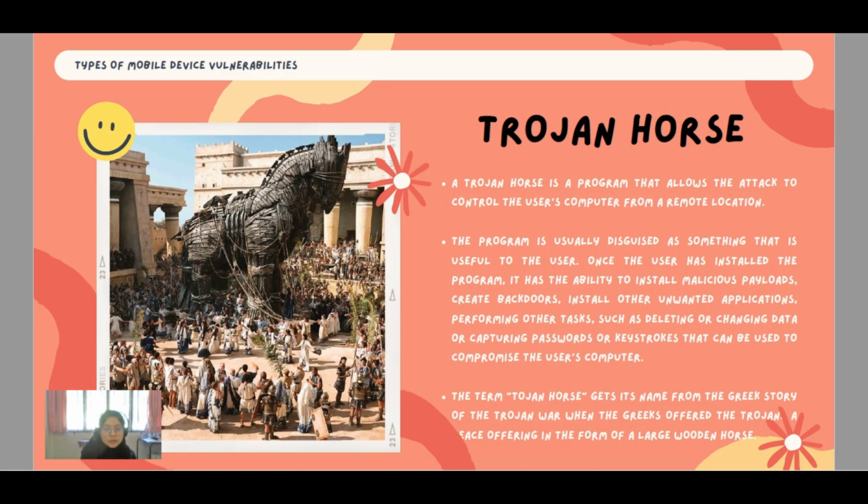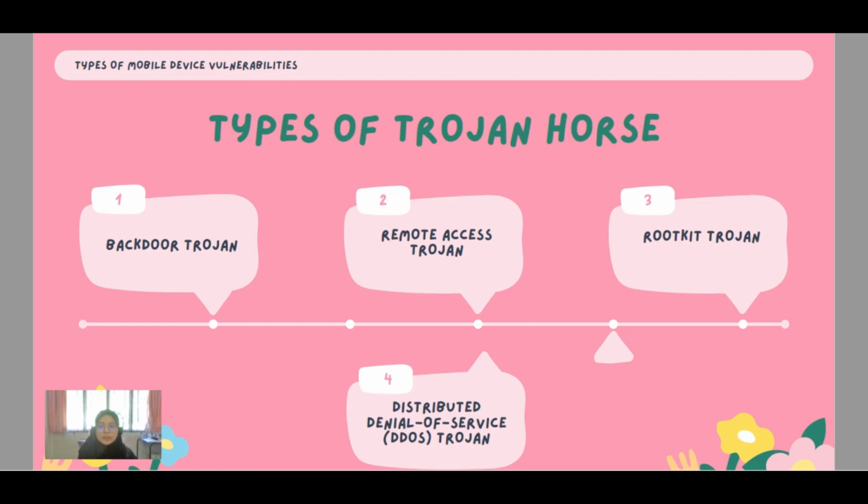compromise the user's computer. The term Trojan horse gets its name from the Greek story of the Trojan War, when the Greeks offered the Trojans a gift in the form of a large wooden horse. So these are the types of Trojan horse. First, backdoor Trojan. Second, remote access Trojan. Third, rootkit Trojan. Fourth, distributed denial of service DDoS Trojan.